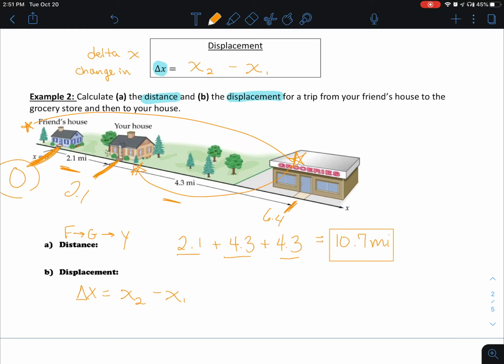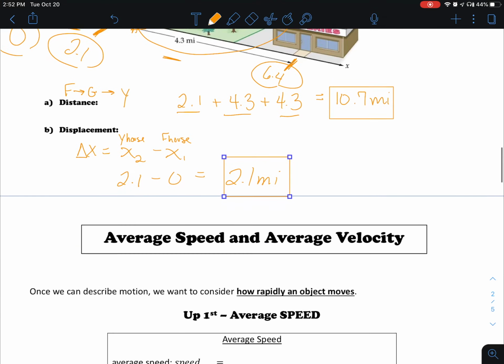If this is 0, this is 2.1 and this is 6.4, your displacement is your final position, which is you ending up at your house, at 2.1, minus your original position, which is your friend's house, at 0. So your displacement is 2.1 miles. Hopefully that resonates and makes some sense. I know you've gone a lot farther than 2.1 miles, but from your beginning spot to your ending spot, if those are the only two things you considered, you've moved to the right, in the positive direction, 2.1 miles. Hopefully that was okay for you.